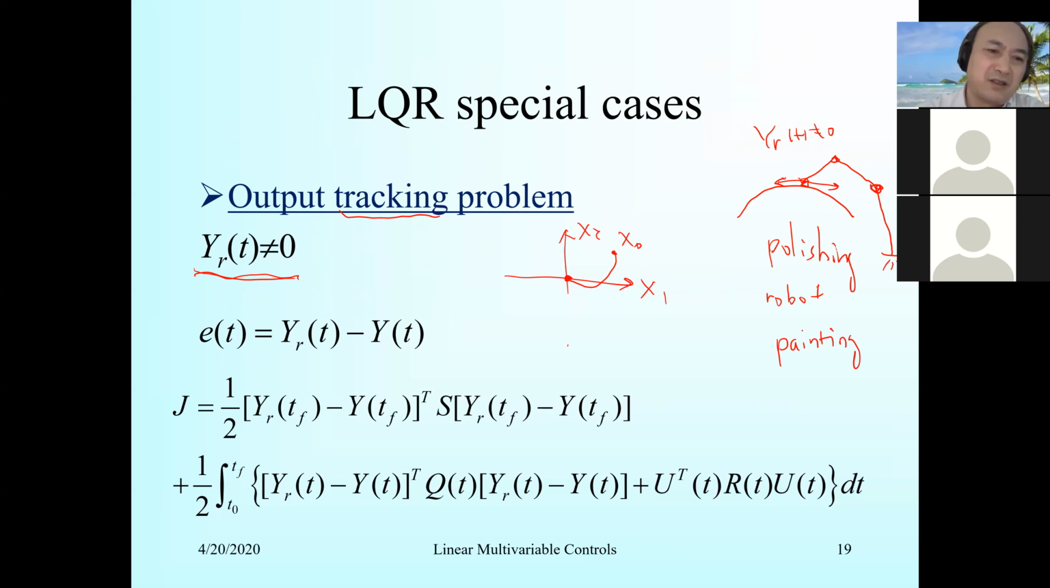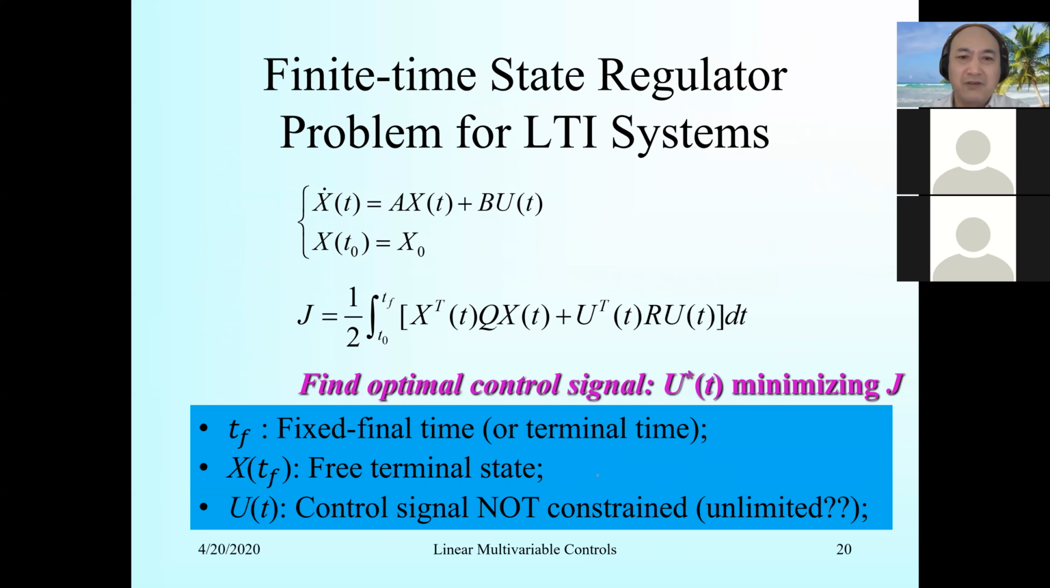So in this case, of course, you will see that this is the end point cost. This is just an error in here. There's no big difference in here. It can still be converted to a similar form as in the LQR, finite-time state regulator problem. So these are just special cases. Let's now focus on this finite time state regulator.